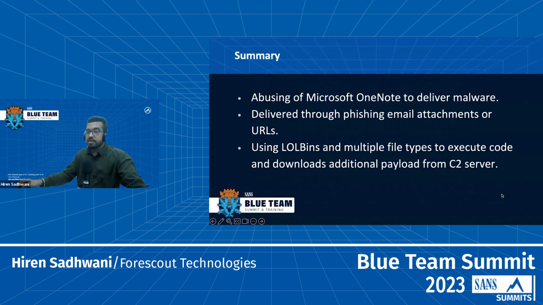So for the summary part, let's go to the closing part. What we have seen till now is that OneNote is a legitimate application from Microsoft, but it is abused by attackers to deliver malware to targeted users. This delivery happens through phishing email attachments or URLs. It uses multiple file types and multiple LOLBins to execute code and download the payload from the C2 server.